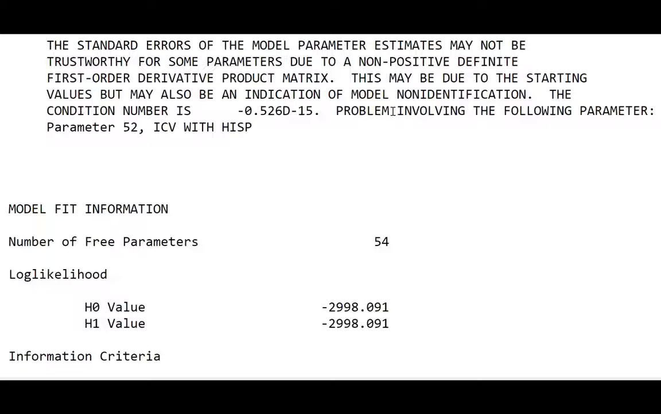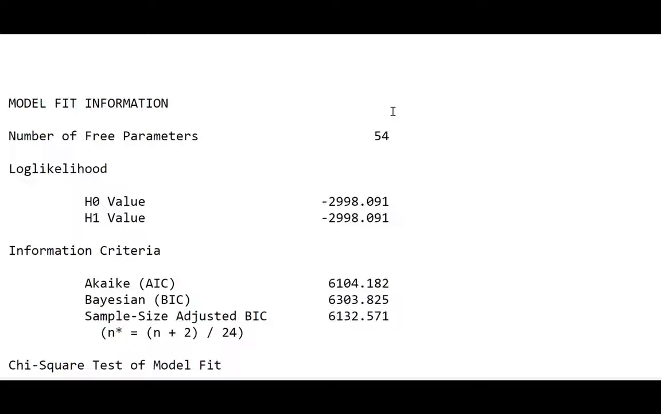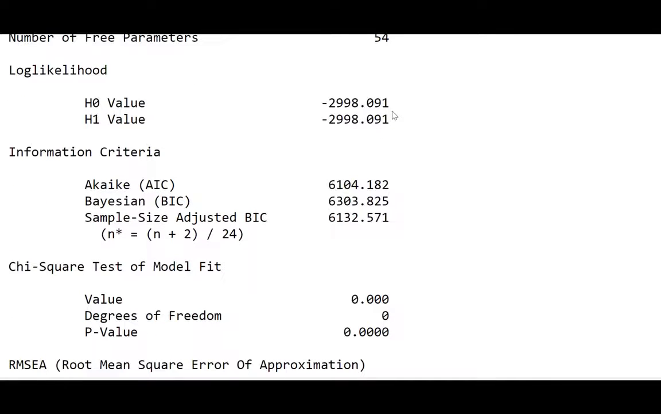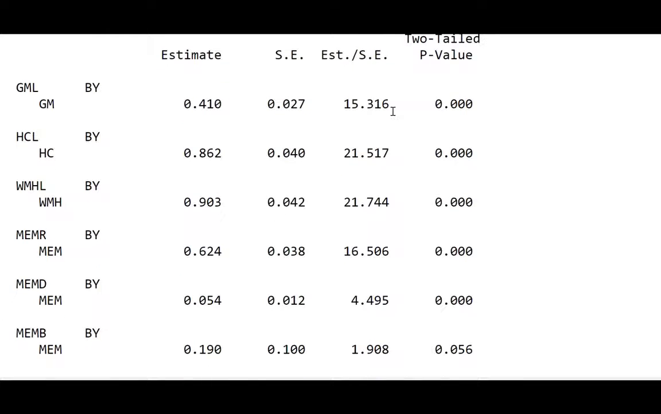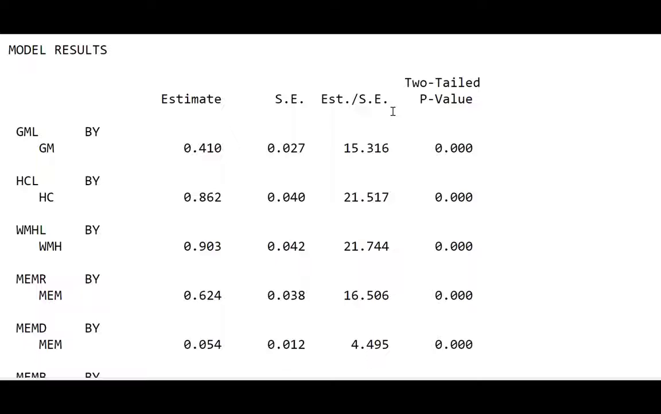And so basically the issue here is that we've got 54 pieces of information in the variance covariance matrix and the means that go into this model, and we've got 54 model parameters. So fit is going to be perfect, but it's not necessarily meaningful. So this is a problem.